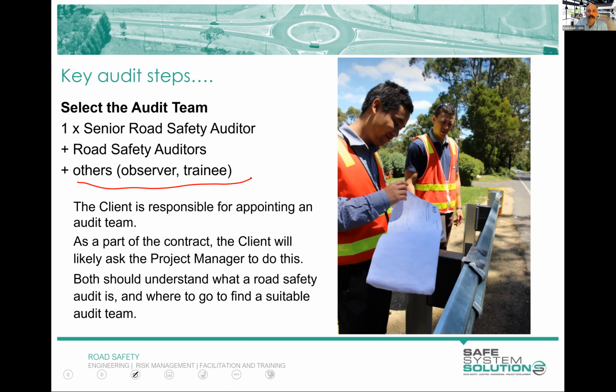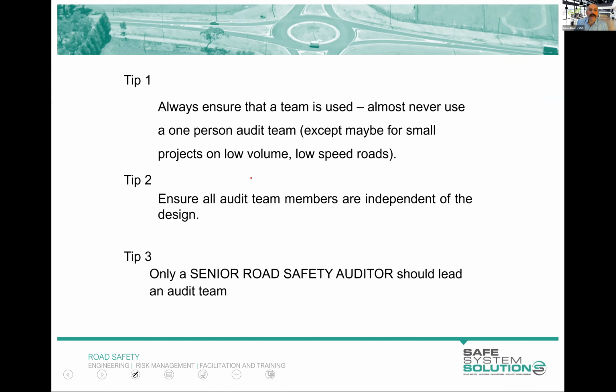So that could be anybody. It could be a police officer that you've got along. It could be the school principal. It could be somebody from your team who's a drainage expert or something like that. They're put down in the audit report as part of the team, but not one of the road safety auditors, if that makes sense. So the client's responsible for appointing the team, and it's really important that everybody understands the process of road safety auditing.